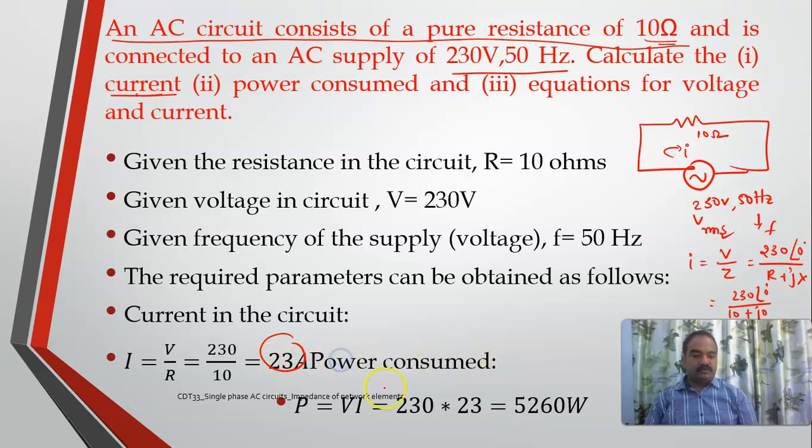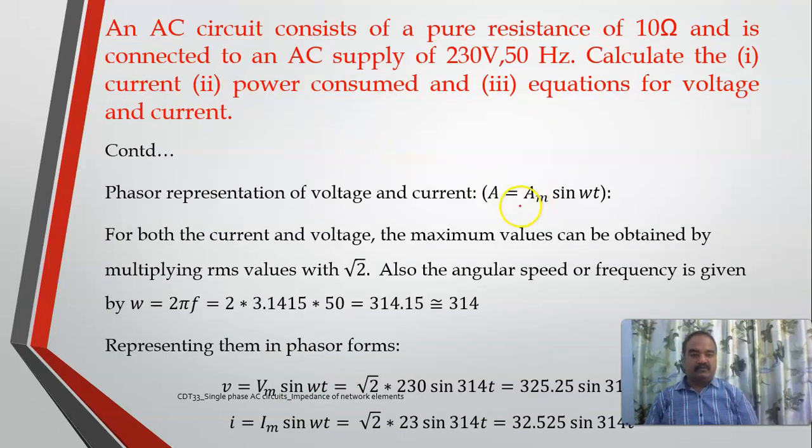If I want the power consumed, P is equal to V into I. 230 into 23, it is 5290. Power consumed is V into I. And what they are asking us is the equations for voltage and current. If you want equations for voltage and current, see, this is the general representation of voltage, sinusoidal.